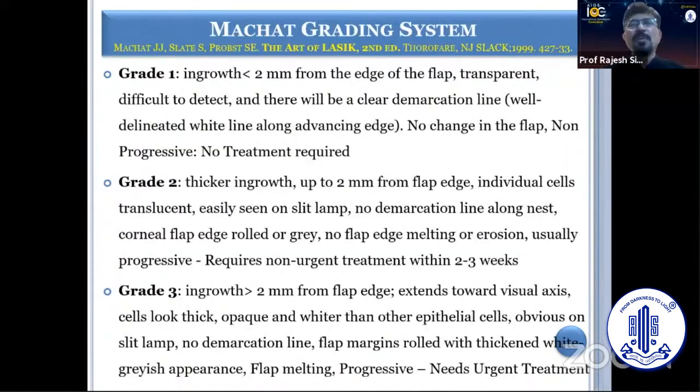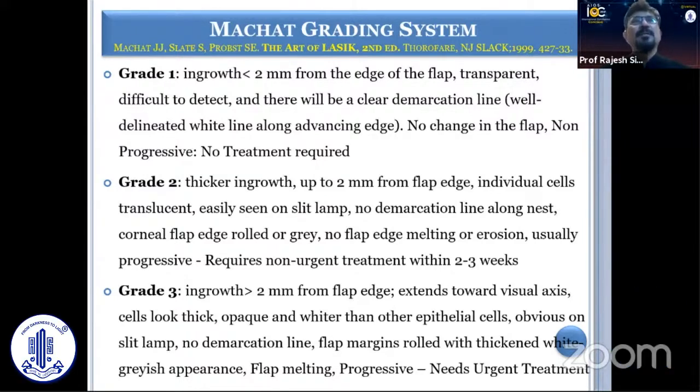So as you can see here, it's more often seen with hyperopic because in the periphery the laser ablation is done, and that's why the flap adhesion may not be as good as we see in the myopic LASIK. Mashat has given the grading system of epithelial ingrowth, which divides it into 3 grades, grade 1, 2, and 3. In grade 1, you have ingrowth of less than 2 millimeters from the edge of the flap. They are transparent cells, and there's a clear demarcation line between the advancing cells and the area where it is not.